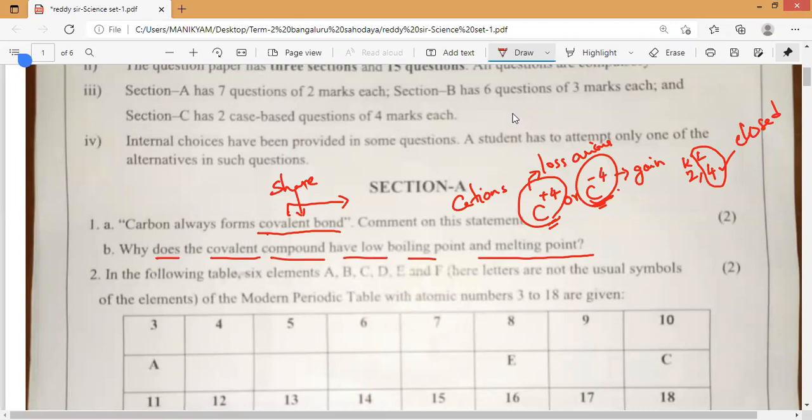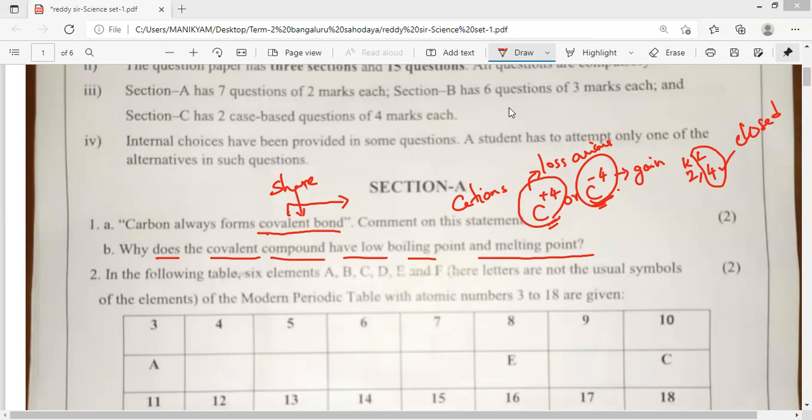Absence of ions. So, as I told you, when will the bond be very strong, anybody? Others? When the bond will be very strong, the atoms either lose electrons or gain electrons.